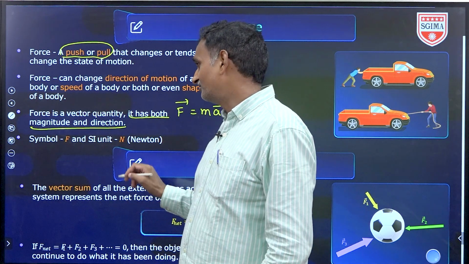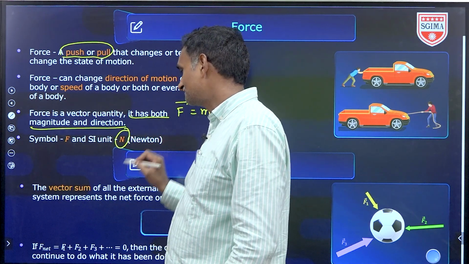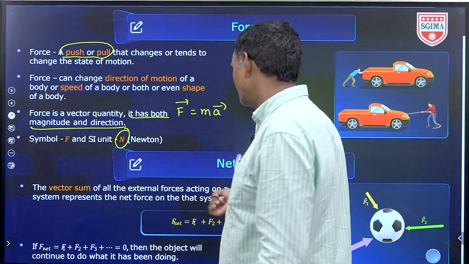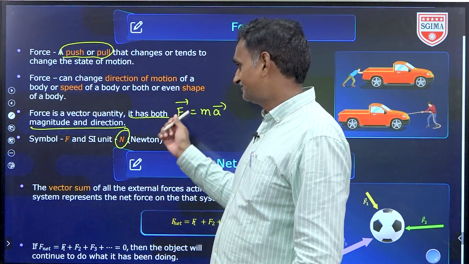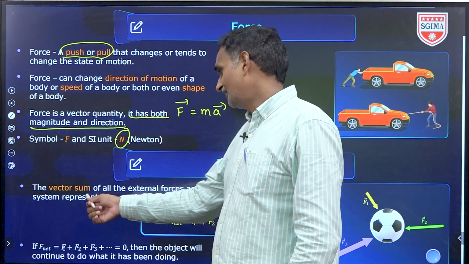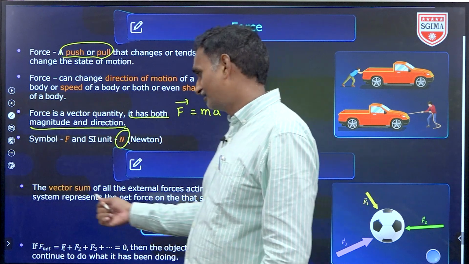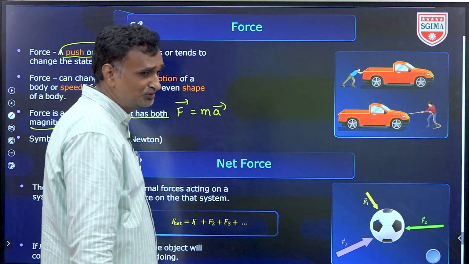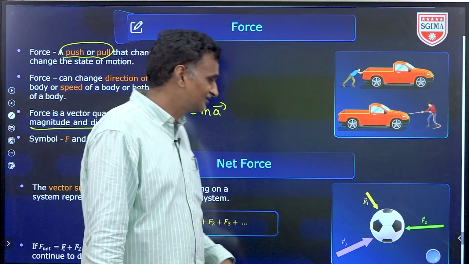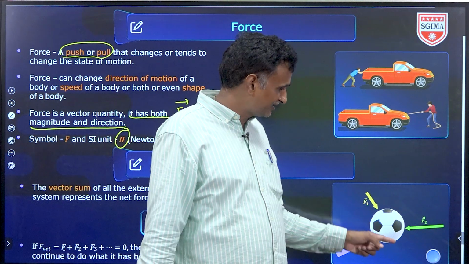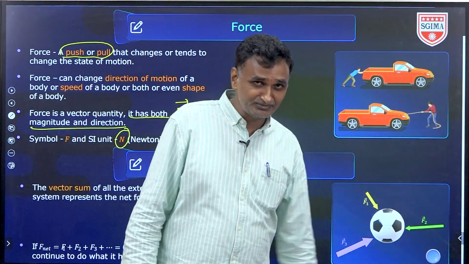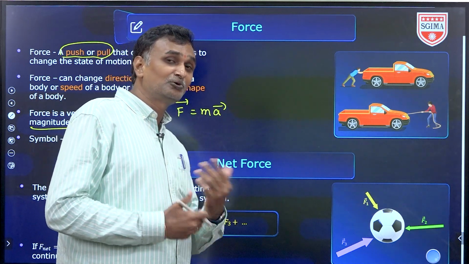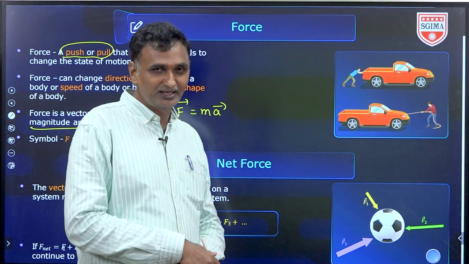And the unit of force will be taken as the Newton, so this is the symbol N. Next, how do we take the net force acting on the body? It is a vector, so the vector sum of all the external forces acting on the system represents the net force on the system. Vector sum, why? Because each force is acting in a certain particular direction, and vector quantities we need to add vectorially, not simple algebraically.